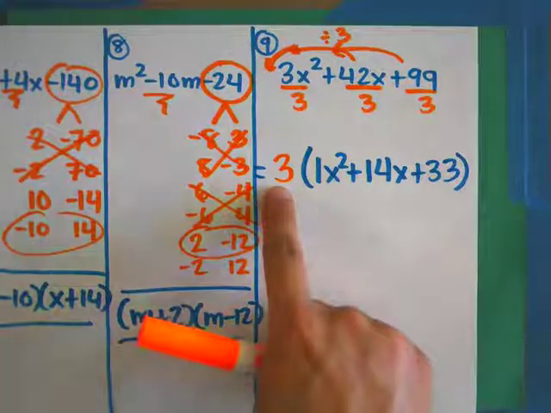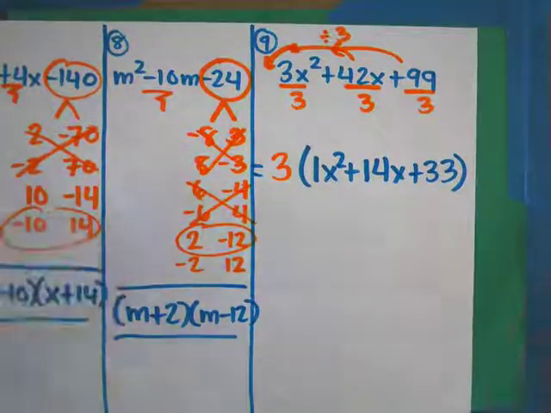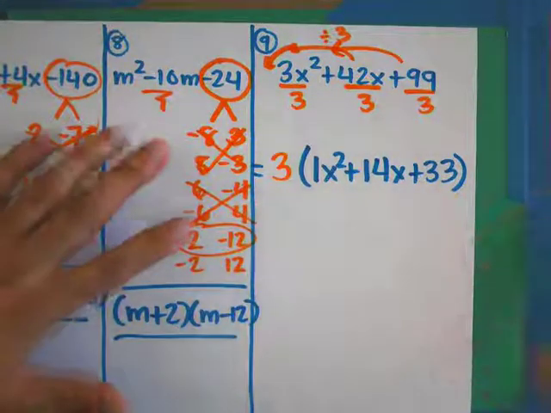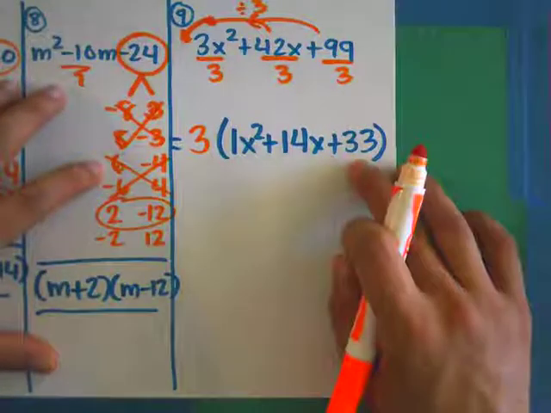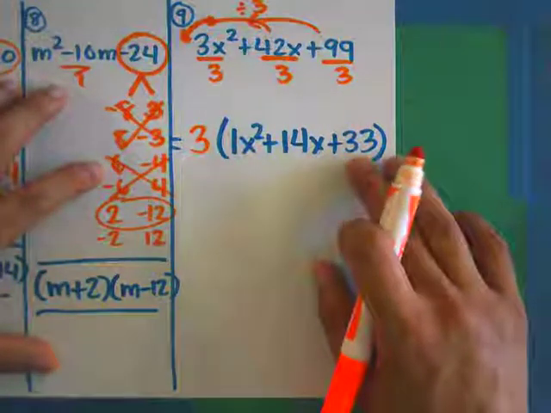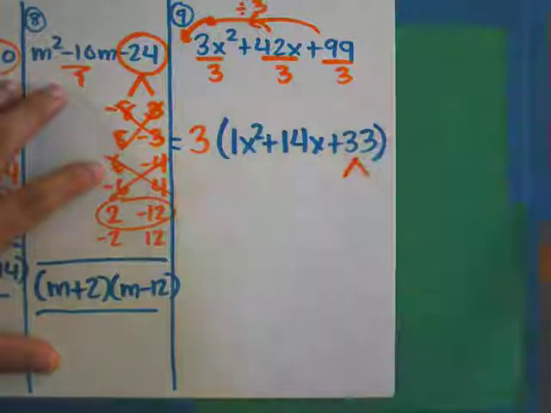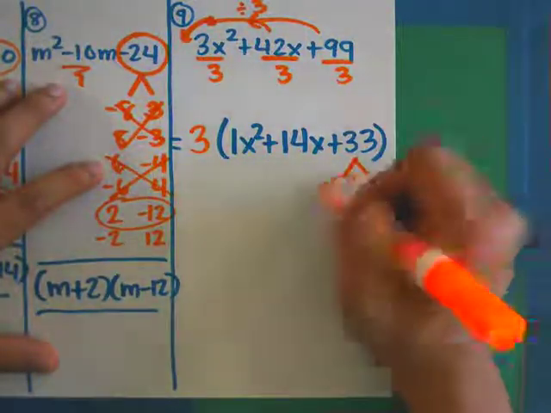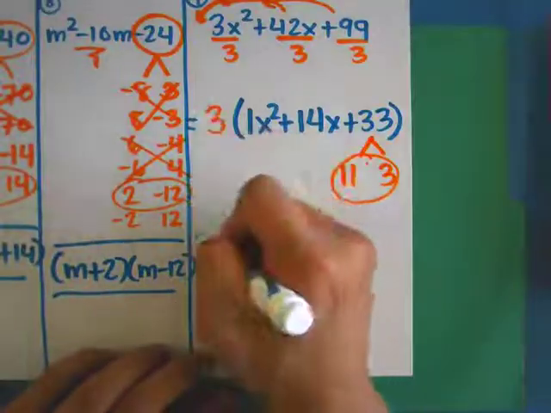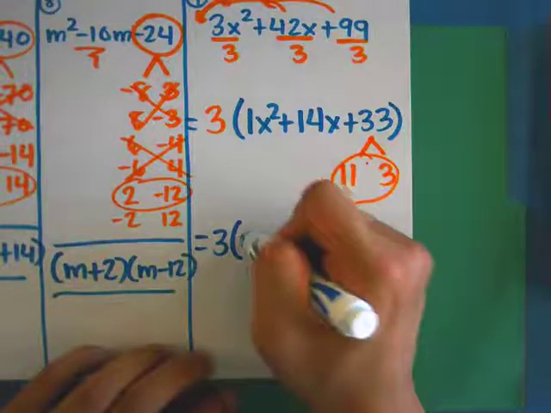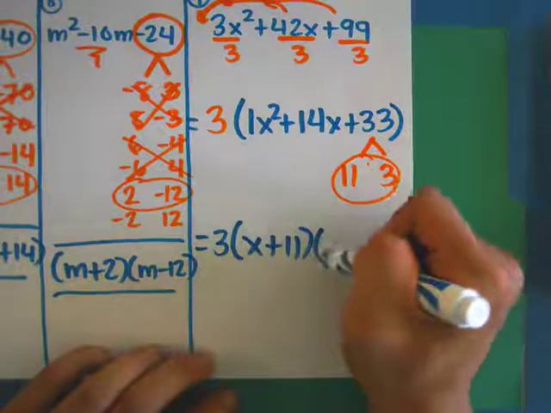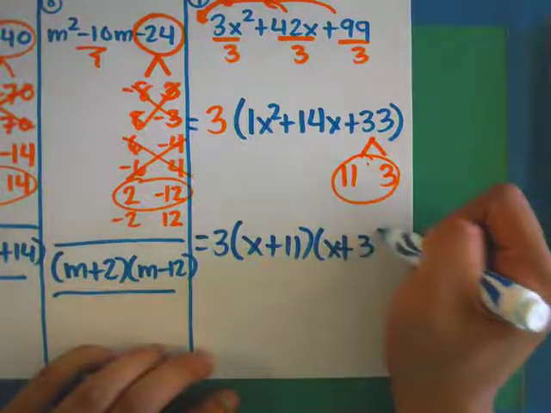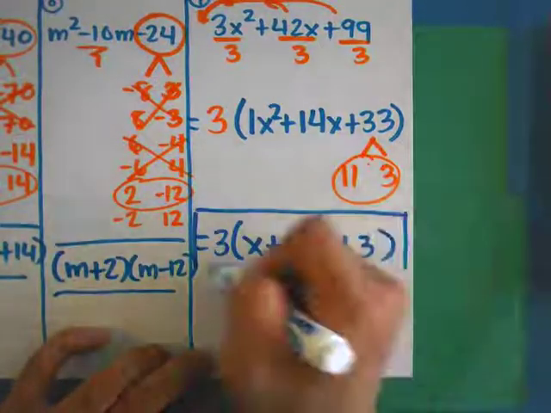You have to put back that 3. You're not really taking it out. You're not really eliminating it. You're just extracting it out. Okay, now you just got to figure out what two numbers multiply to 33. I think the only pair I can think of is 11 times 3. Do they add up to 14? Yeah, they do. Okay, so then your final answer is going to be 3 times x plus 11, and then x plus 3. The 3 has got to be there.